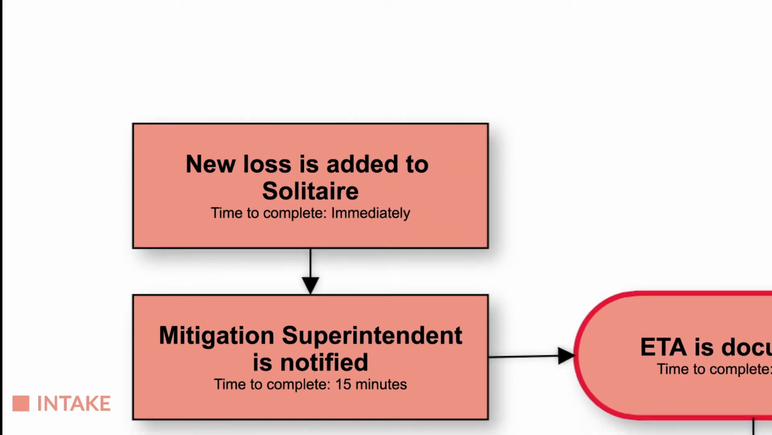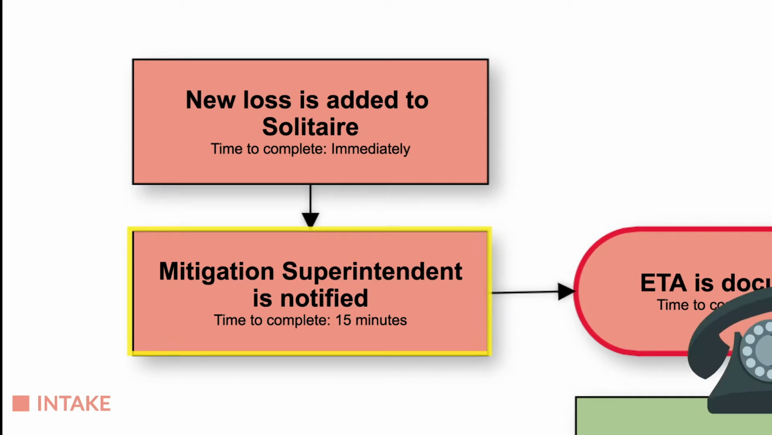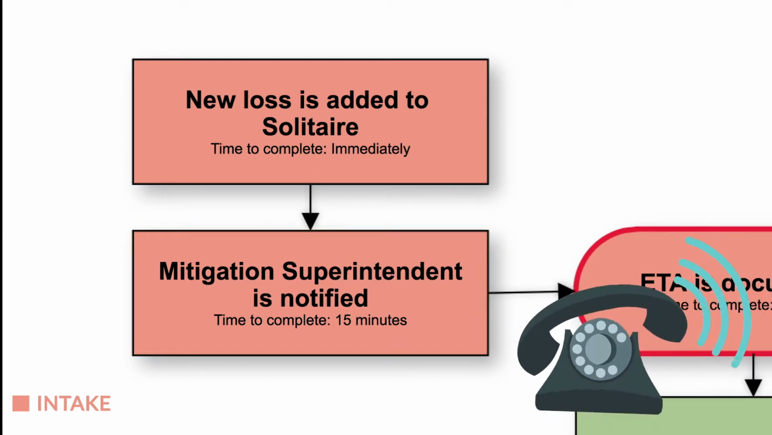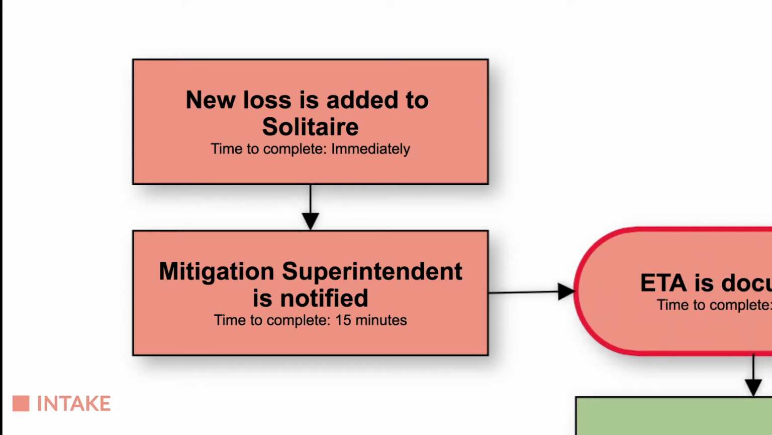Next, within 15 minutes, intake makes a phone call to the mitigation superintendent or the office manager and notifies them of the loss. If no answer, the intake team will then call the lead technician. Intake must continue to call all contacts at that location until the call is answered or returned. The person notified will then verify that a crew will be dispatched.